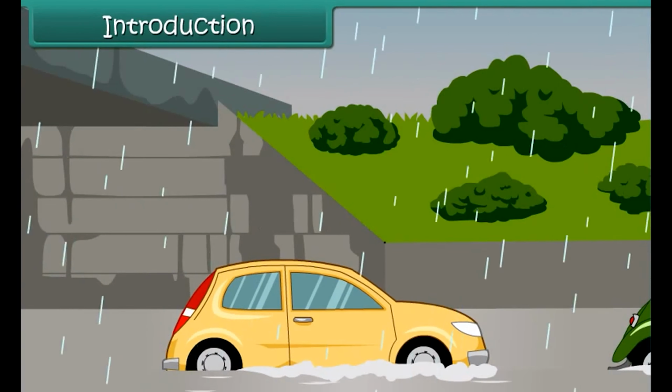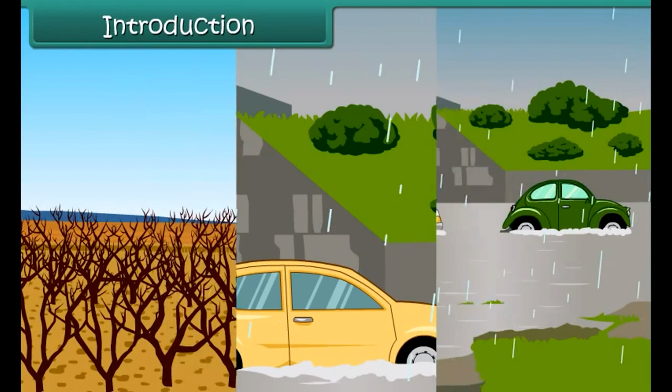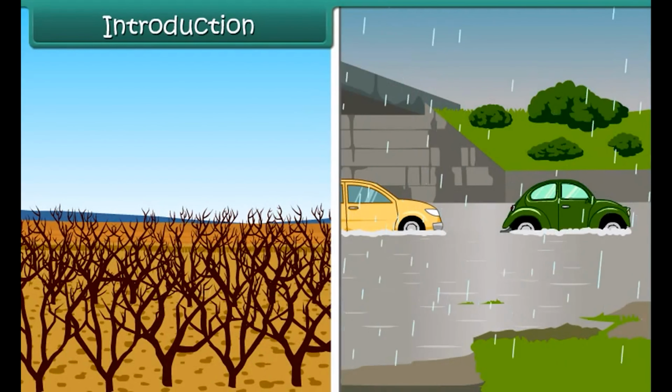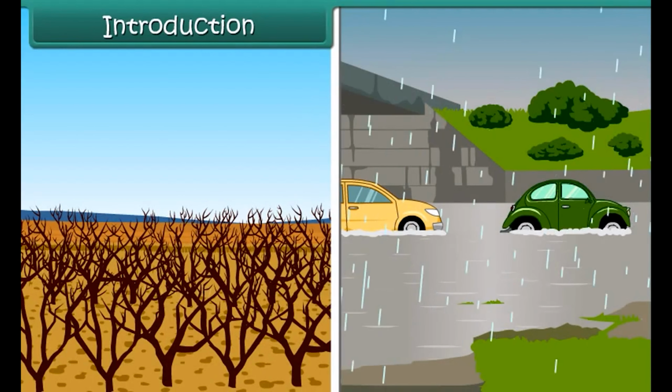In this lesson, we will learn about the effects of droughts and floods on Earth. We will also learn the ways to overcome these problems.